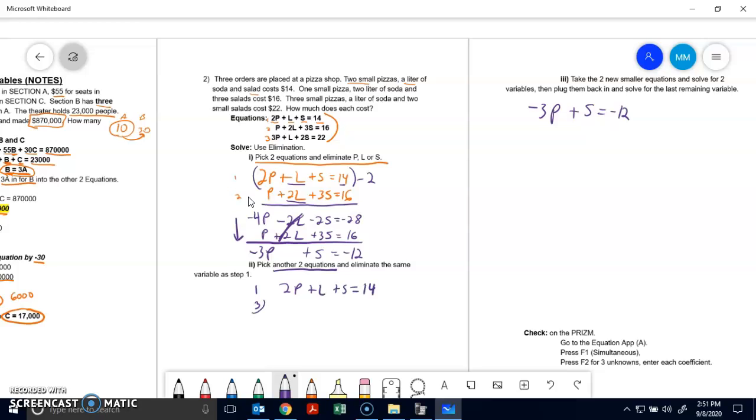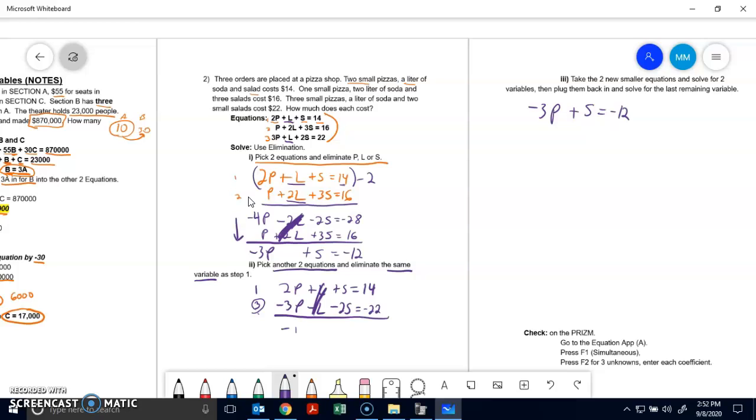And I'm going to do equation 3, but right now the L's don't cancel. And it's crucial that you cancel the same variable you did in step 1. So because I canceled L here, I need to cancel L again. Well, right now these L's don't cancel. But if I multiply this by negative 1 and change all the signs, negative 3, negative L, negative 2s, negative 22. So I just multiplied that whole third equation by negative 1. Now the L's cancel.